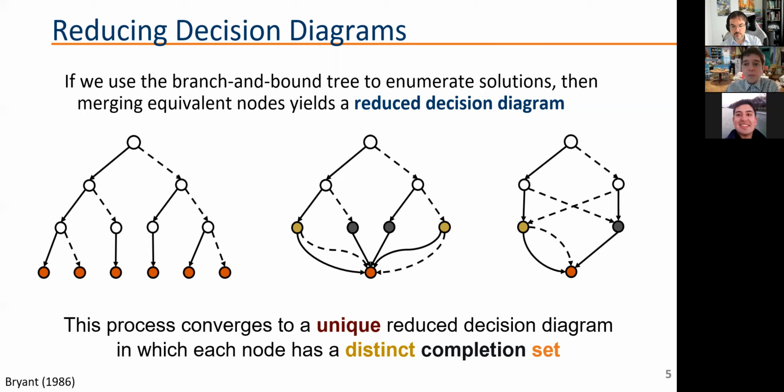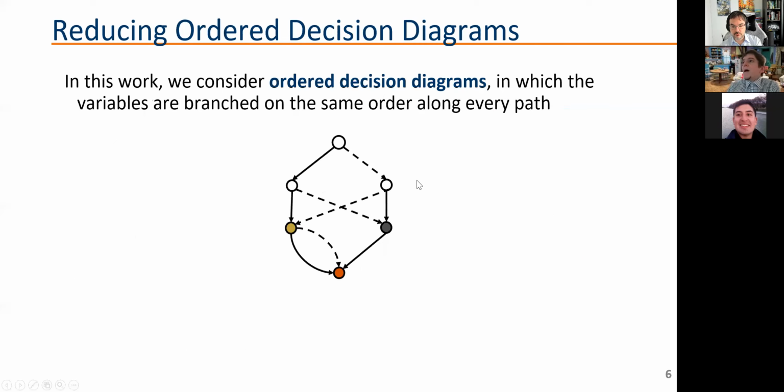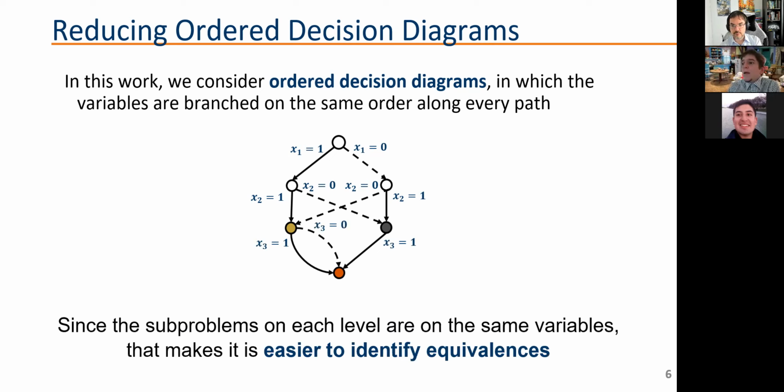And it's a very simple and powerful structure. It becomes even more convenient if we assume that in every level of this decision diagram, we're always assigning values to the same variables. For example, if in the first level we're defining that x1 equals 1 or 0, and conventionally we use a continuous arc for a value of 1 and a dashed arc for a value of 0, then in the second layer we could have x2 equals 1 or x2 equals 0, depending on the type of arc. And in the third layer, we could have x3 equals 1 or x3 equals 0. If we have these subproblems on each level defined on the same variables, it's easier to identify these equivalences.